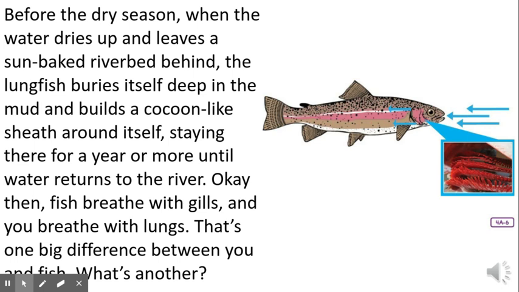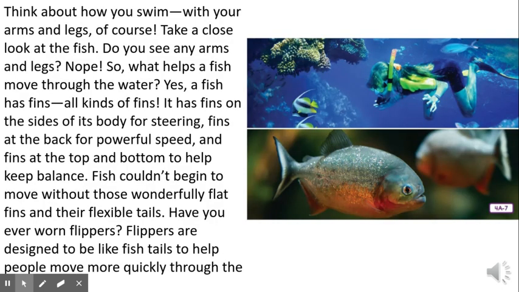Okay then, fish breathe with gills and you breathe with lungs. That's one big difference between you and fish. What's another? Think about how you swim, with your arms and legs, of course. Take a close look at the fish. Do you see any arms or legs? Nope. So what helps a fish move through the water?